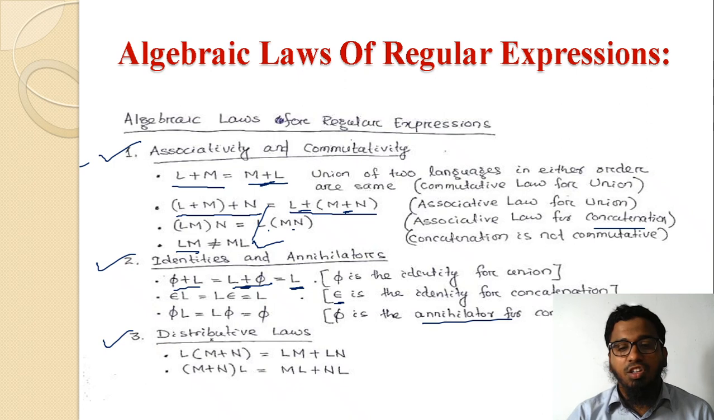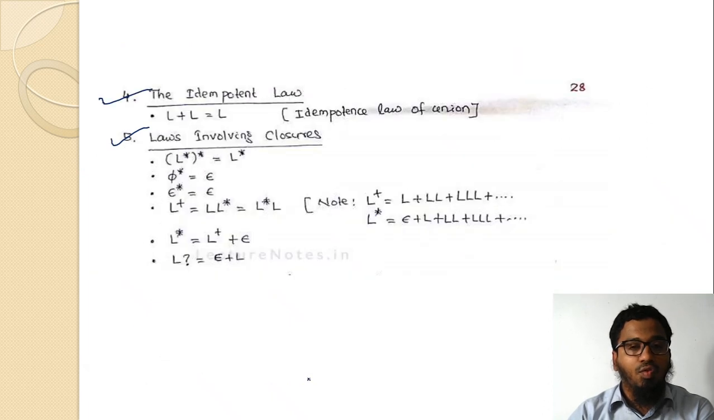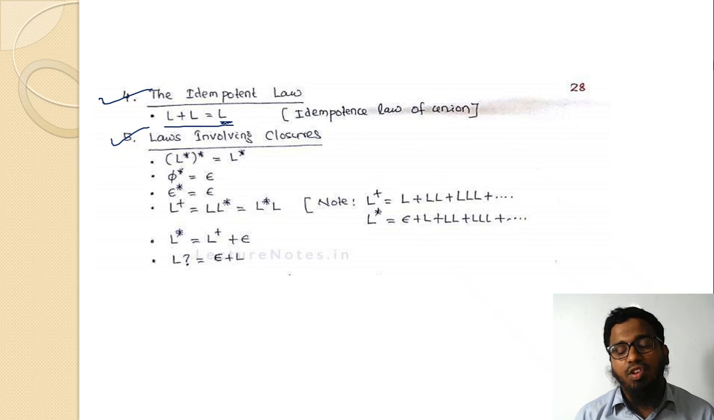Third one, distributive law. L of M plus N is equal to LM plus LN. This is distributive, like opening the bracket. M plus N times L is equal to ML plus NL. Plus is nothing but union. Fourth one is the idempotent law, which we have already done. L plus L is equal to L only. This we have already seen in the regular expression identities.